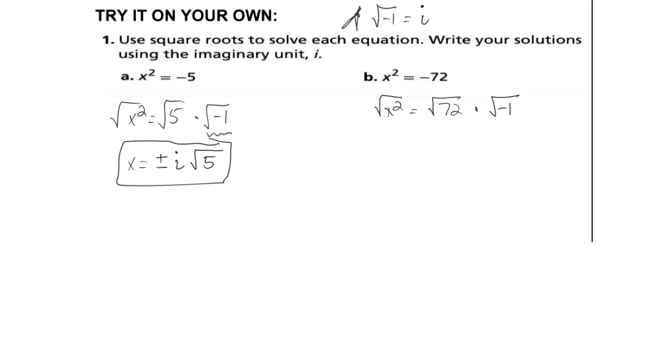The next one, we know we can separate this as the square root of 36 times the square root of 2. We can take the square root of 36, which is 6, and the square root of negative 1 is i. So our solution is plus or minus 6i, and what's left over is the square root of 2, because we can't take the square root of 2.